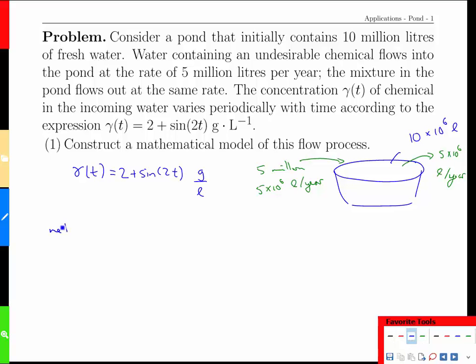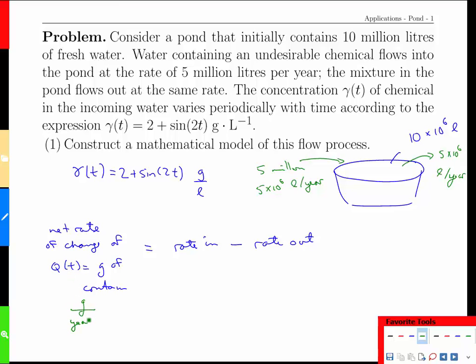And what we can measure is the net rate of change of, let's call it Q of T, which is going to equal the grams of contaminant. And that is going to be equal to the rate the contaminants are coming in minus the rate the contaminants are going out. We can use units again to guide our construction here. We're talking about a rate of change of Q. Well, Q is in grams, the natural units of time here are years, all the flow rates are in years, and that would be dQ dt.